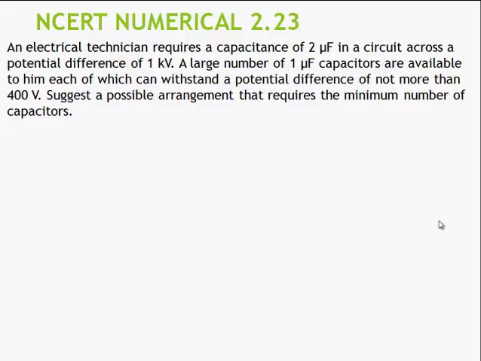Some people might find it slightly different. You see, you have got to find the number of capacitors. You have a large number of 1 microfarad capacitors which can withstand 400 volts, and you want to apply them across 1000 volts. We know the voltage gets divided in series. That's why we have to add a number of capacitors in series.